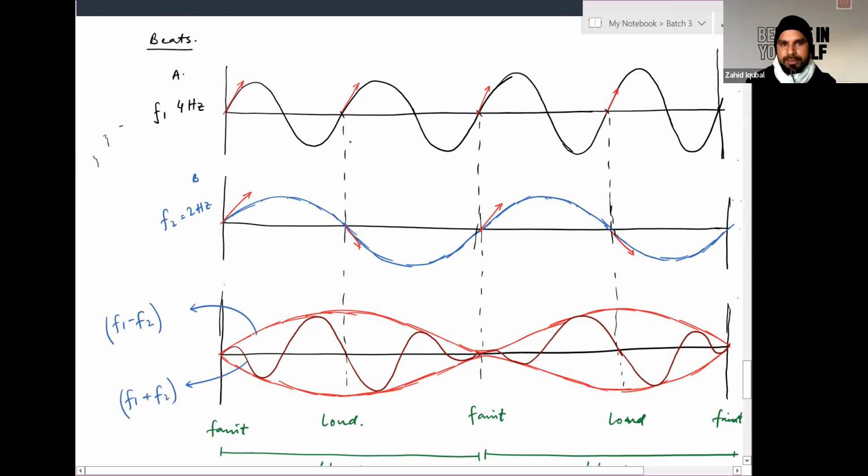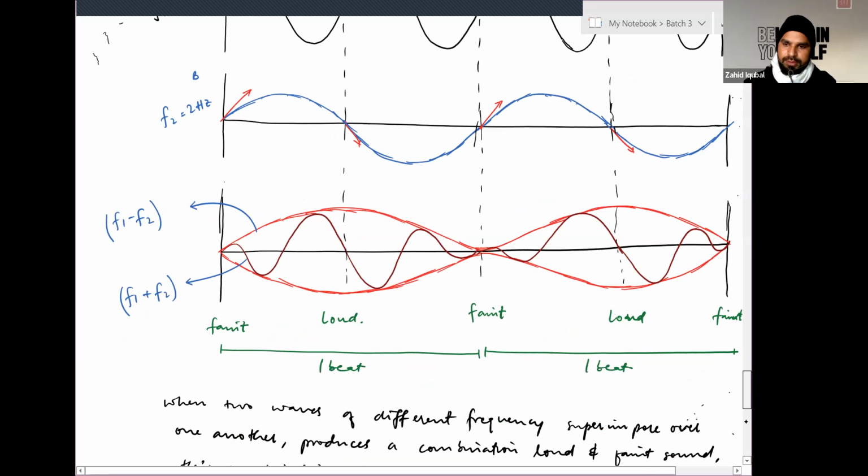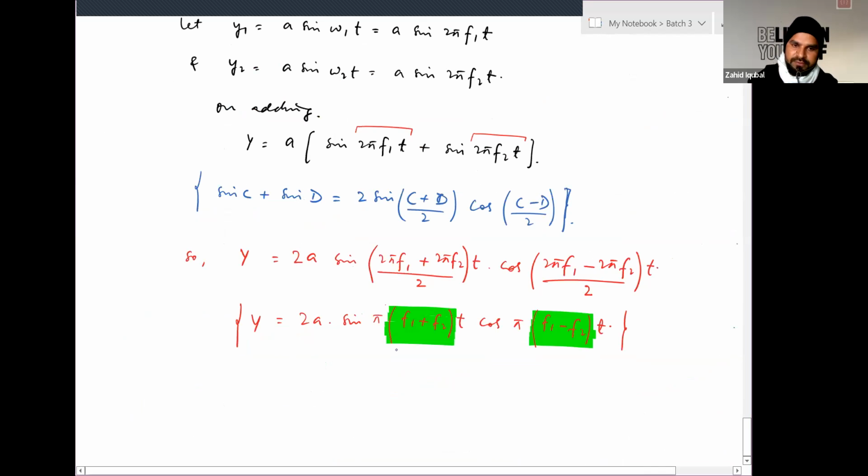So we can say on superimposition of these two waves having different frequency, you will get two different waves superimposing over one another to create a loud and faint sound. So which frequency will be termed as beat frequency? You will say the difference part of these two terms. In this part, we have two different expressions. First is this one, and the second is this one. This is called beat frequency.